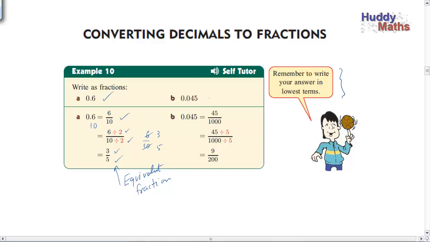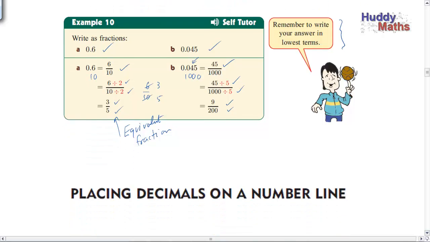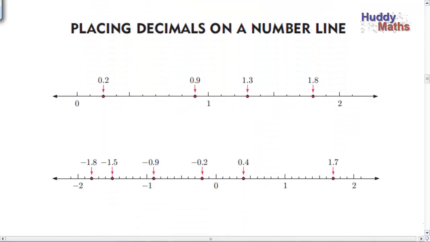Okay, what about this one? 0.045, 1 for the decimal and 0 for each number afterwards, 45 thousandths. Just remember, this is 45 here. There are 10 of those hundredths in 1,000, so it's 45 thousandths. Divide top and bottom by 5, 9 over 200. Okay, right, so you get the idea, because I'm going to ask you to do some of these in a minute.